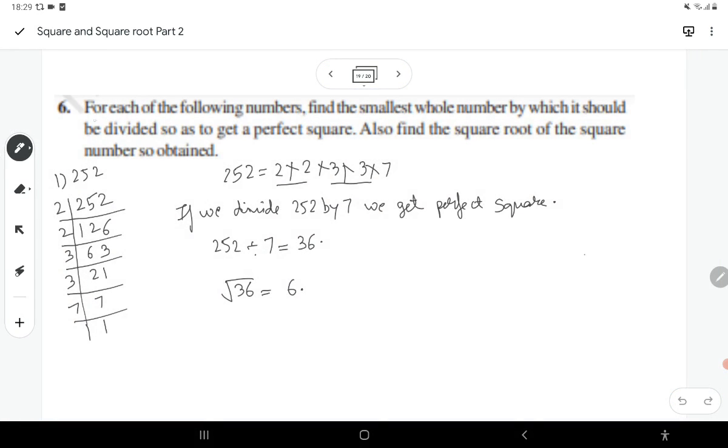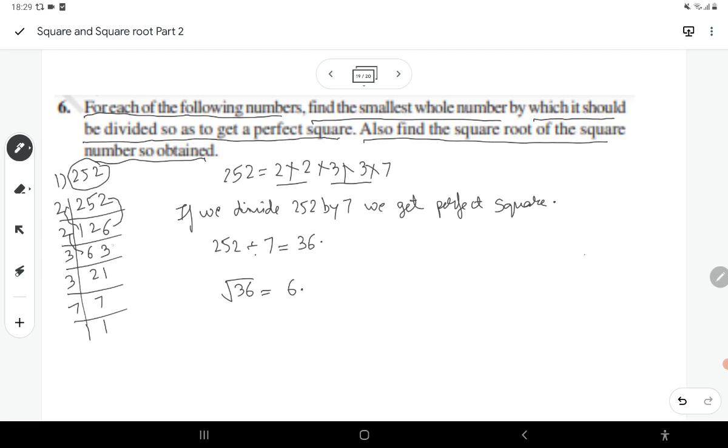Let's see the next question. It says, for each of the following numbers, find the smallest whole number by which it should be divided so as to get a perfect square. Also find the square root of the number so obtained. Let's solve it. So it says 252. So 2 126s are 252, 2 63s are 126, 3 21s are 63, 3 7s are 21, and finally 7 1s are 7.